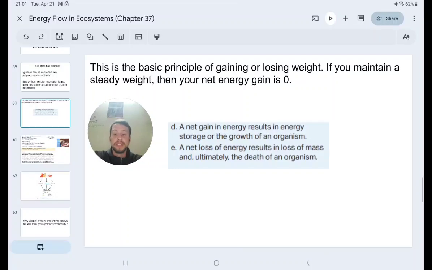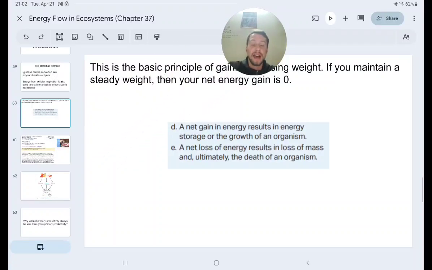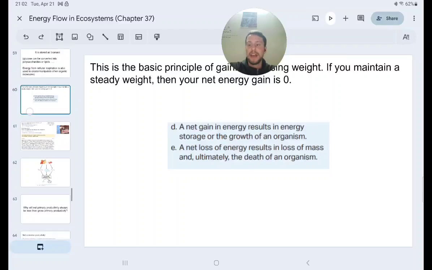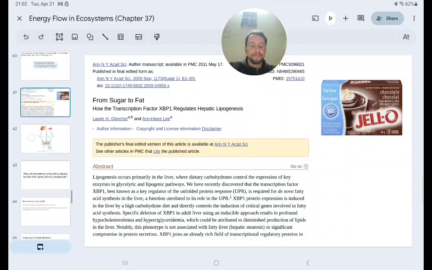This relates to the basic principle of gaining or losing weight. If you maintain a steady weight, then your net energy gain is zero. A net gain in energy results in energy storage. A net loss of energy results in loss of mass. So like the onion, it's gaining mass. That is the energy storage that it is not using for cellular respiration and is not lost as heat. So out of the total energy it's obtaining through the glucose made in photosynthesis, what is actually stored as biomass we can think of as the net energy stored.